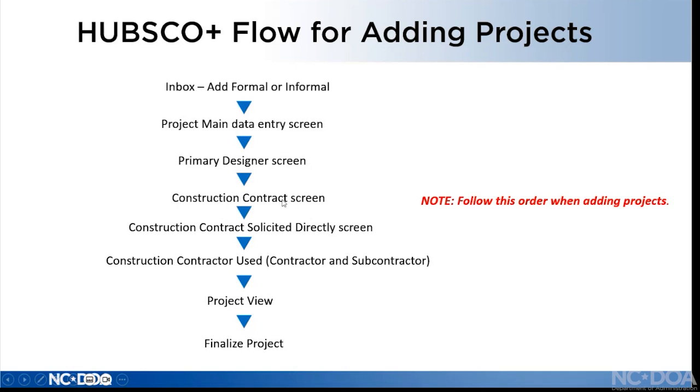And after you enter the construction contract, you can enter which construction contractors you solicited directly. That's who you reached out to directly, not a broad broadcast of 200,000 emails. It's, hey, I picked up the phone and I called this contractor and that contractor and that contractor, or I sent a specific email inviting those people to the bid. It's just not a large, huge broadcast email. It's specifically going to specific people.